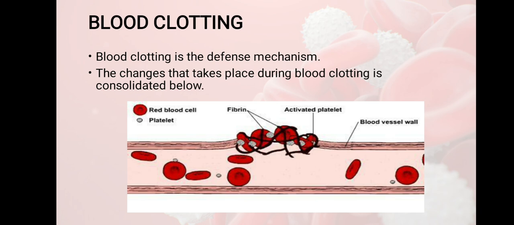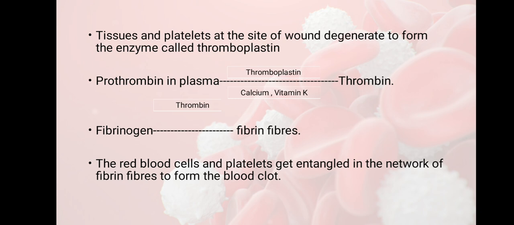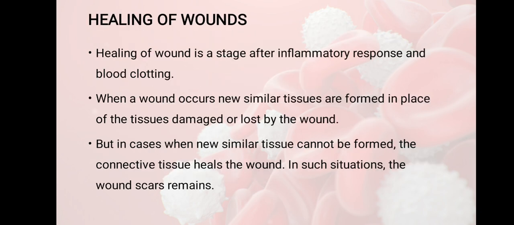Blood clotting is a defense mechanism. The changes that take place during blood clotting are consolidated below. Tissues and platelets at the site of the wound degenerate to form an enzyme called thromboplastin. Prothrombin in plasma is changed to thrombin, and fibrinogen to fibrin fibers. The RBCs and the platelets get entangled in the network of fibrin fibers to form the blood clot.